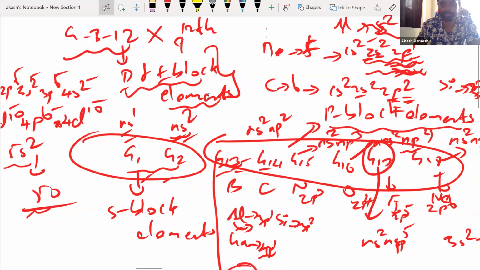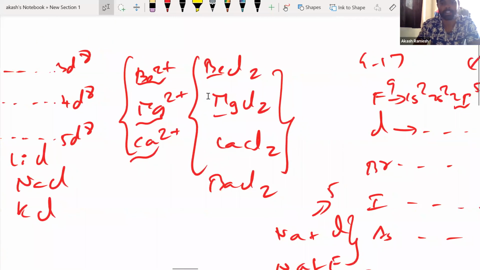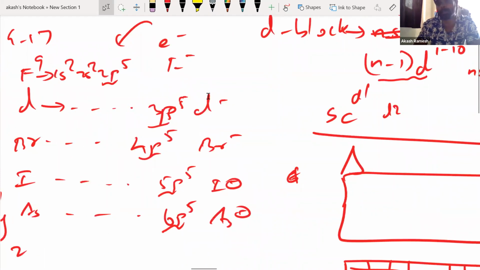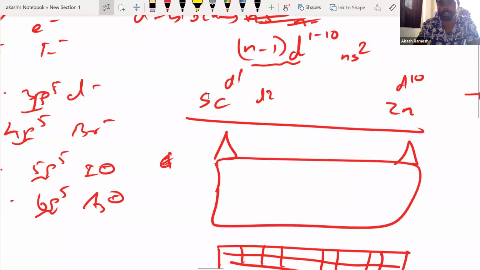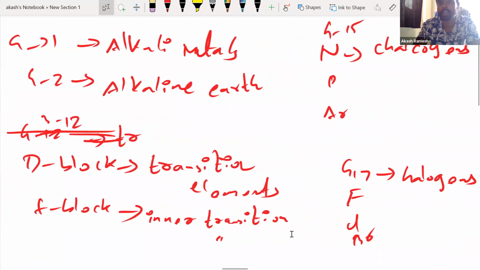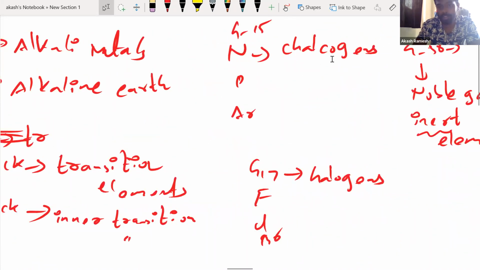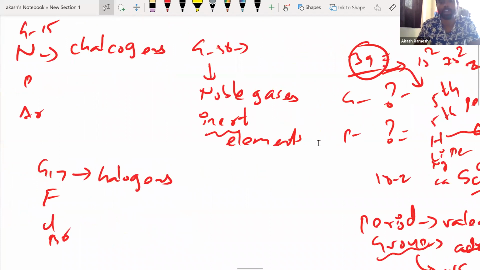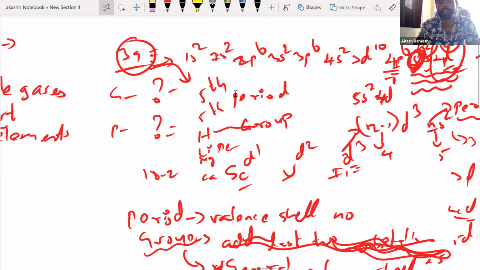And then moving on, we saw that if I give you the atomic number, you will be able to find the mass number. Group 1 is called alkali metals. Group 2 is called alkaline earth metals. D block I told you transition elements. F block I told you inner transition elements. Group 15, the nitrogen group, is called pnictogens. Group 17 is called halogens. Group 18 is called noble gases or inert elements, right? And then we saw if I give you the atomic number, how will you find the period number and group number? All these things we saw last class, right?